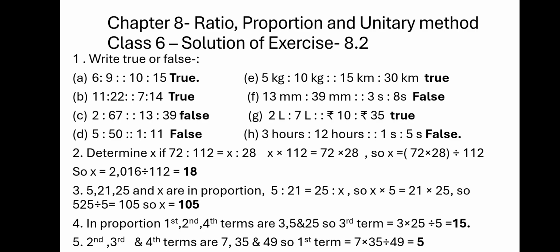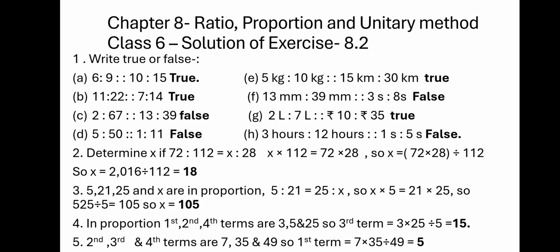2 liter is to 7 liter is equal to 10 rupees is to 35 rupees. Yes, it is true because 2 is to 7 and 10 is to 35 is also divisible by 5, so 2 is to 7. 5 is to 50 and 1 is to 11. They are not equal ratios, so they are false. 3 hours to 12 hours and 1 second to 5 second, they are not equal ratios. 1 is to 4, and the other is 1 is to 5. So it's a false statement.